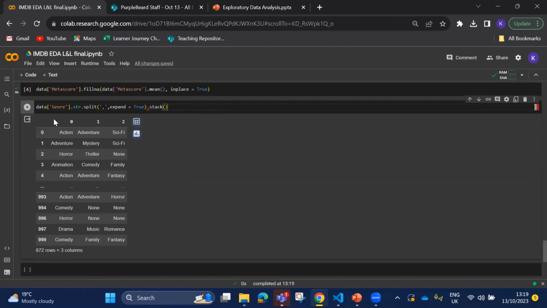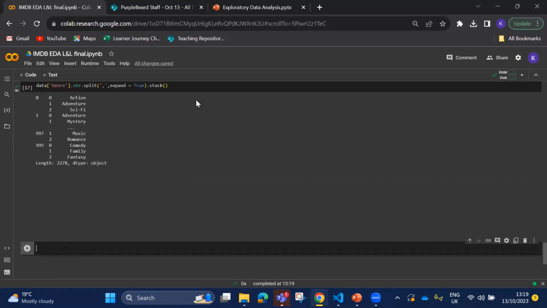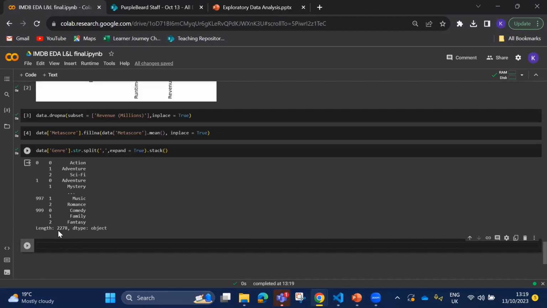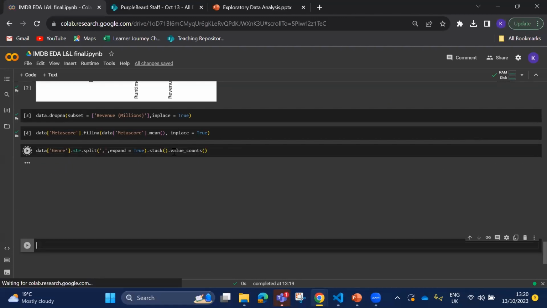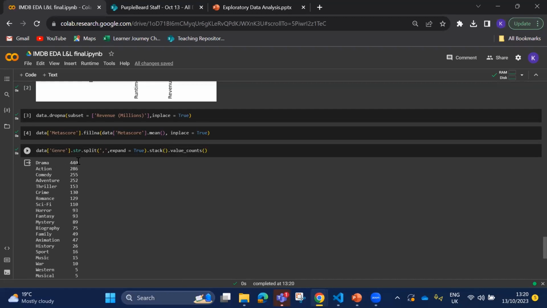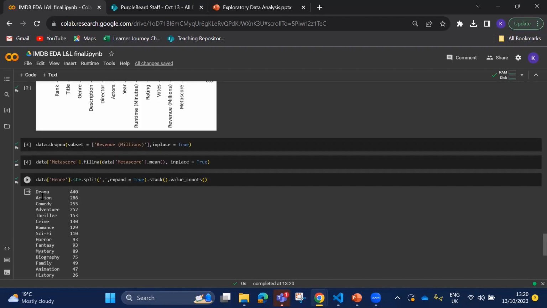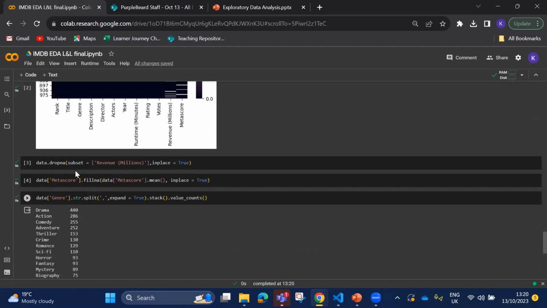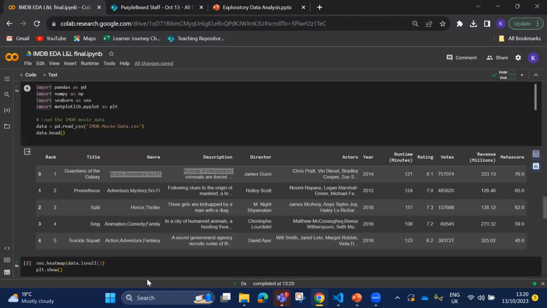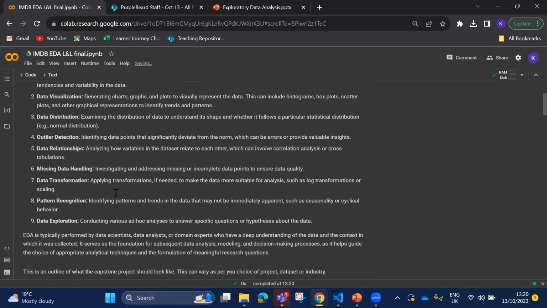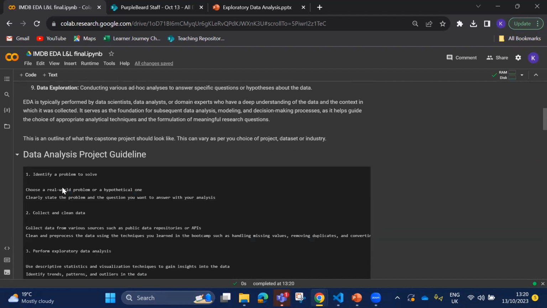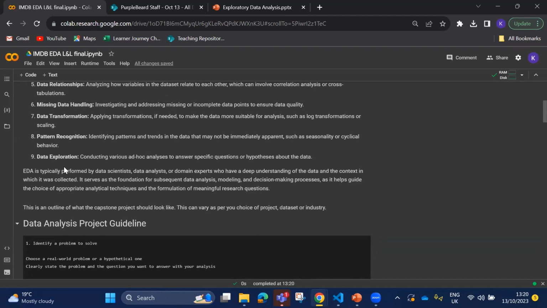When I stack it, the number of rows that you have currently, 872, will increase drastically. So the idea is that we give each movie its own row for action and likewise for the other genres. Now I can calculate the number of times each genre was there in my data set, like this. And then I can get, okay, 440 movies out of the whole set were under the drama category, and action were around 286. So we needed to do some sort of transformation, and we do that as well as a part of EDA. Then pattern recognition, yeah, we recognize patterns, and finally data exploration.